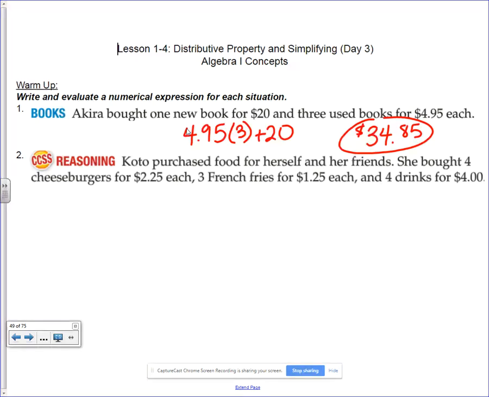Go ahead and read the next one. Again, write a numerical expression for the next one.